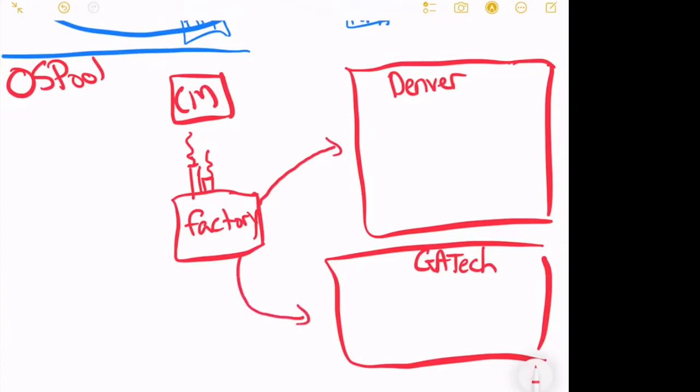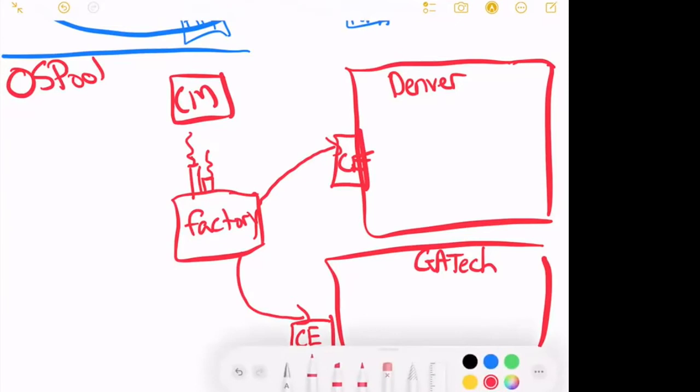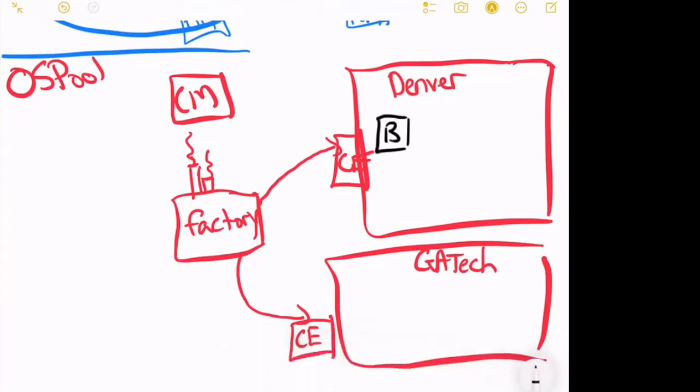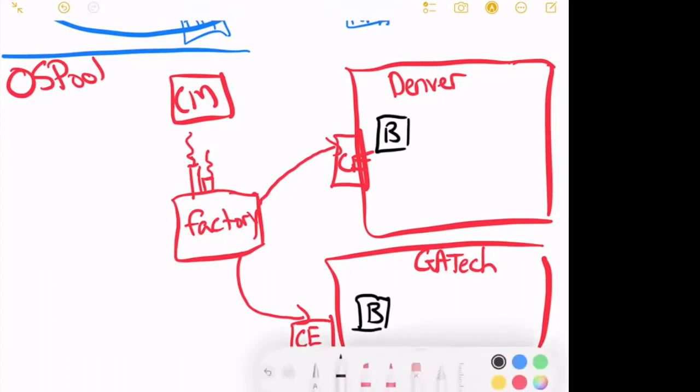So instead of having the EC2 API, we have what we call the compute entry point, the CE. And this provides an external API that can be used to allocate resources from their batch system. So Denver has a batch system, Georgia Tech as well. Maybe Denver's Slurm or Georgia Tech is Condor. We try to be relatively independent of this.